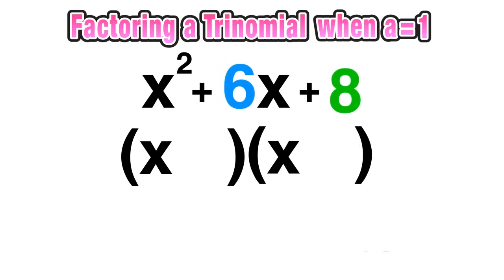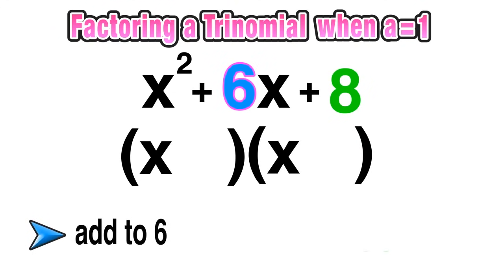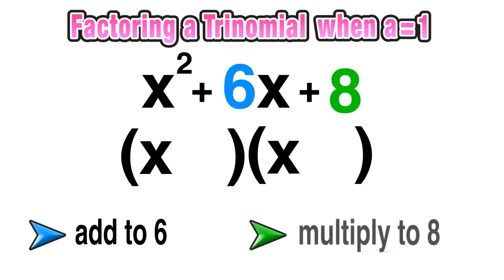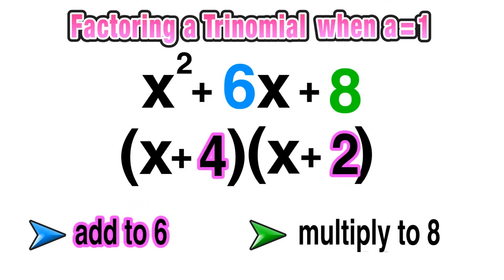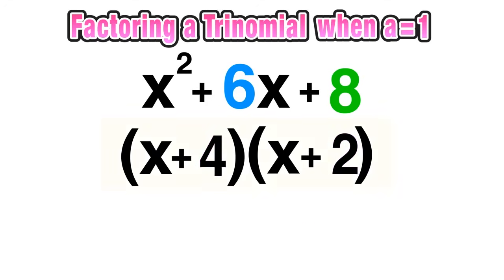So for example, if we had the trinomial x squared plus 6x plus 8 and we wanted to factor it, we need to find two numbers that add to positive 6 and multiply to positive 8. These aren't too hard to find. If we think about this, we should figure out that 4 and 2 are going to be our factors, since 4 plus 2 equals 6 and 4 times 2 equals 8. So the factors of this trinomial are x plus 4 and x plus 2.